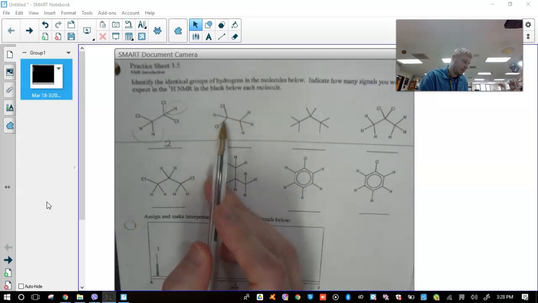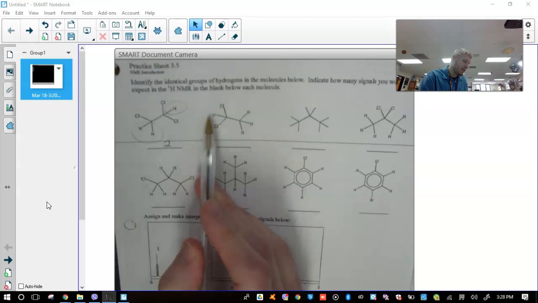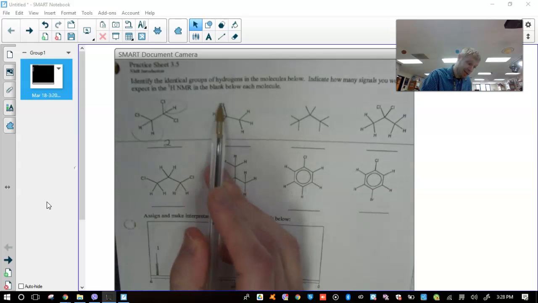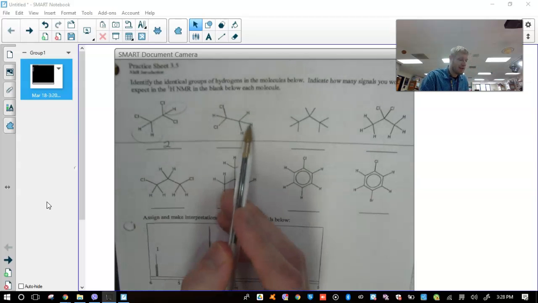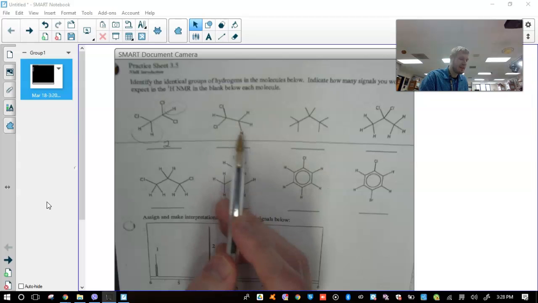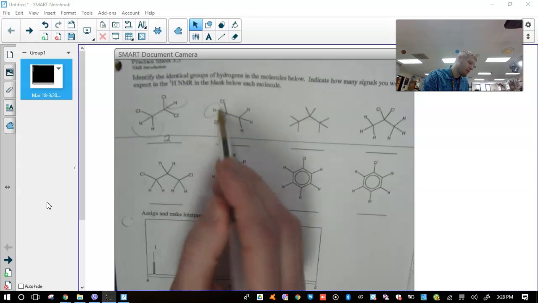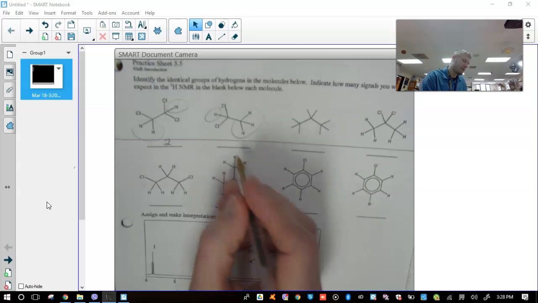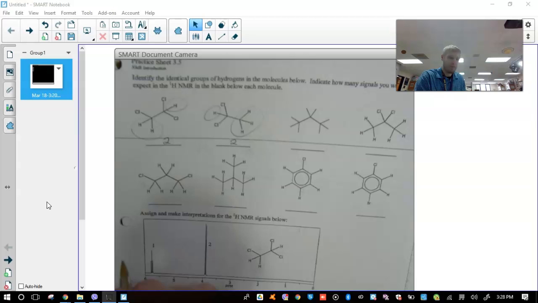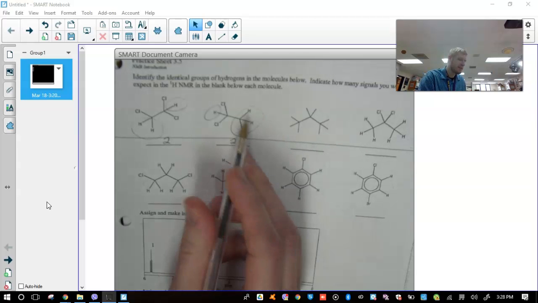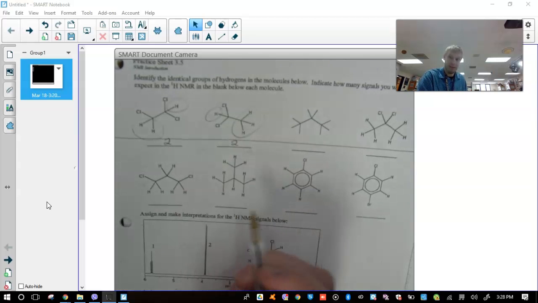Here, on this other question, we have an H that's connected to a carbon that's connected to 2 chlorines. These H's are connected to a carbon that's connected to 0 chlorines. So these are 2 different hydrogens, they're going to be two different peaks, because each of these hydrogens is similar, the same pretty much.